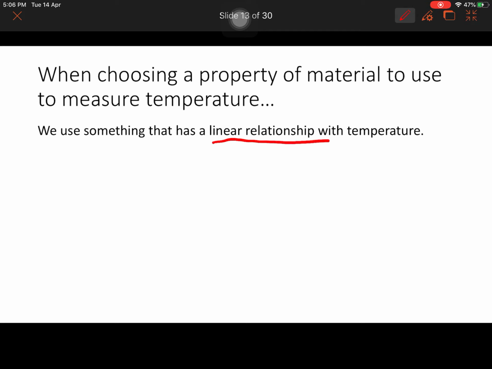You're assuming that there is a linear relationship with temperature. You're assuming that as temperature increases, the alcohol or the mercury will expand, and it will expand by a constant amount for every change in temperature. So you need to choose a property of the material to ensure that it is linear. So either we talk about expansion of the liquid, expansion of the solid, or the resistance or the potential difference across 2 points, and it should increase linearly. There's a linear relationship.